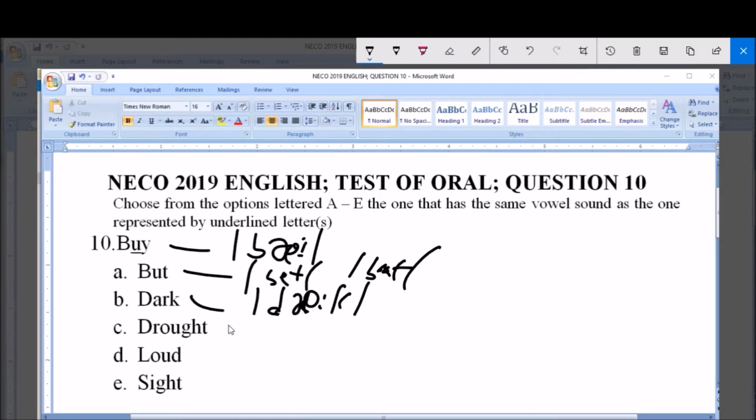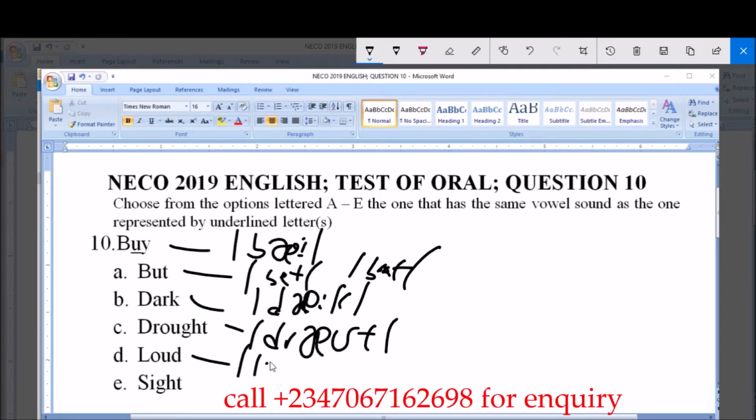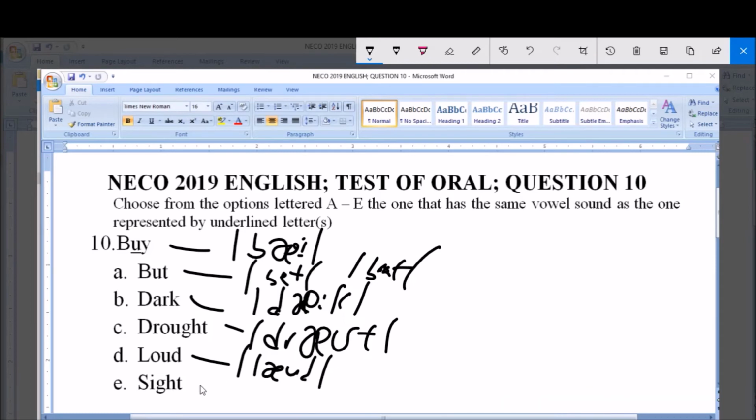The option C is drunt. Option C is what? Drunt. So people call it drunt, but it is actually drant. Drant. The option D is loud, pronounced as loud. R sound, just as in the R in drought. R. Loud. The option E is pronounced as sight.